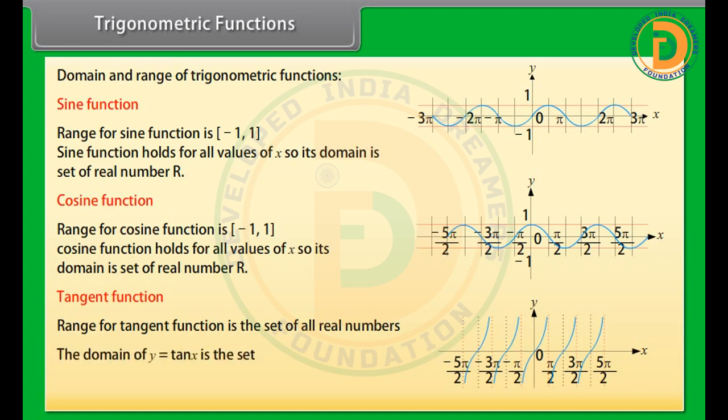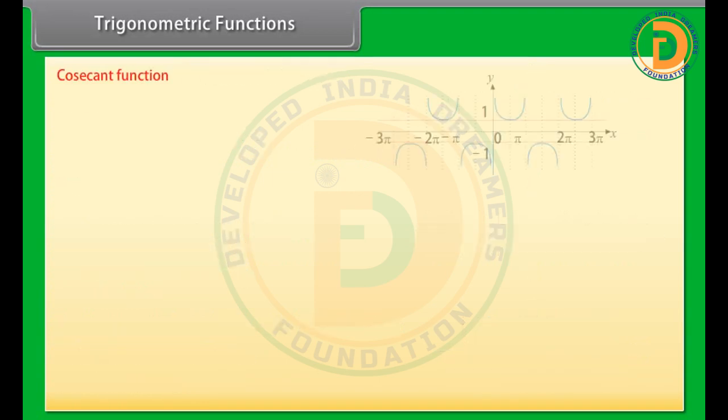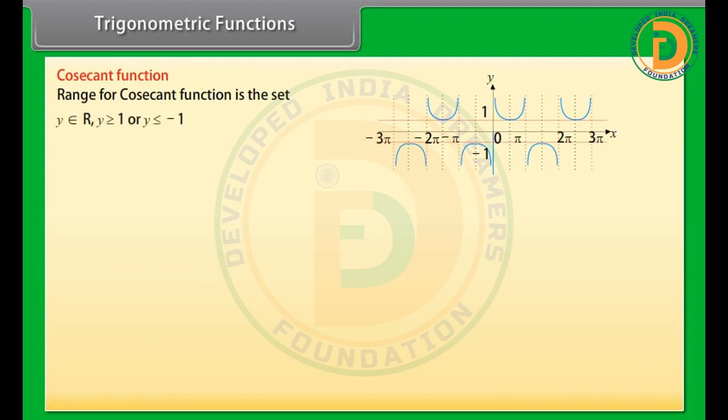The domain of y equals tan x is the set x belongs to real numbers, x not equal to (2n plus 1) pi by 2, where n is any integer. Cosecant function. Range for cosecant function is the set y belongs to real numbers, y greater than or equal to 1 or y less than or equal to minus 1. The domain of y equals cosec x is the set x belongs to real numbers, x not equal to n pi, where n is any integer.